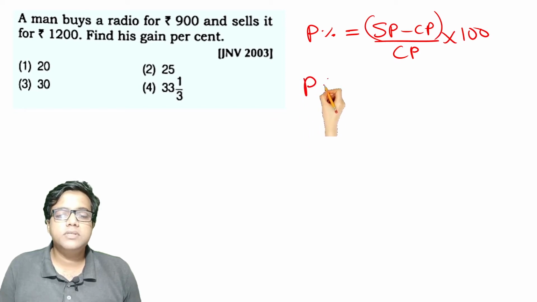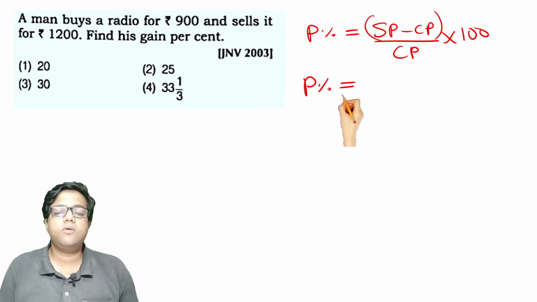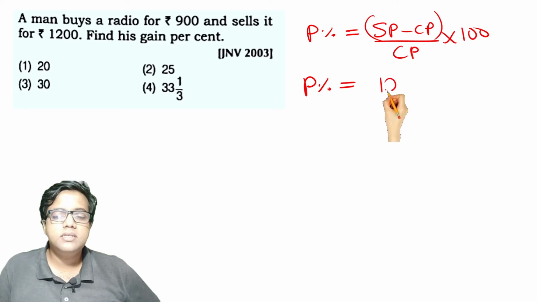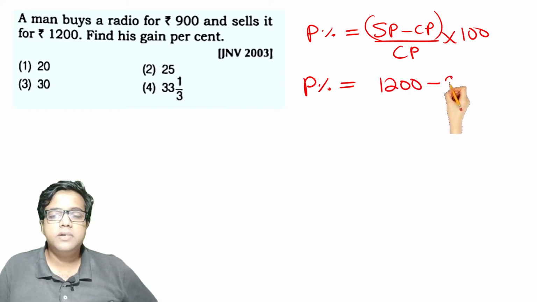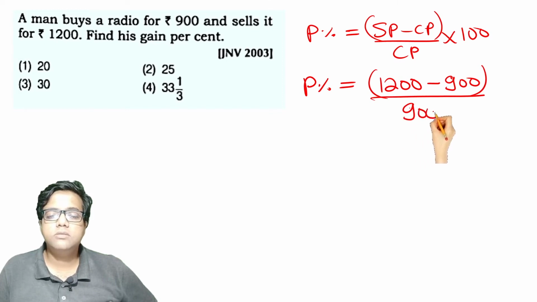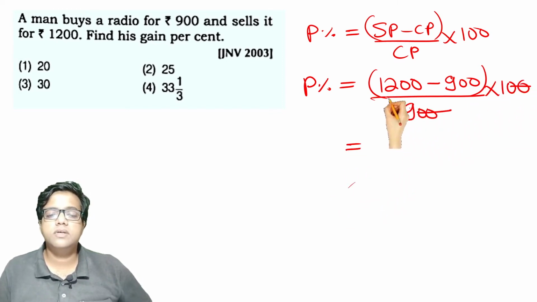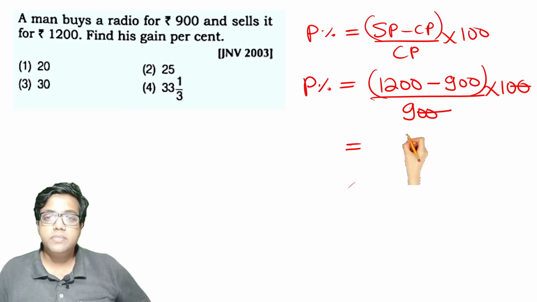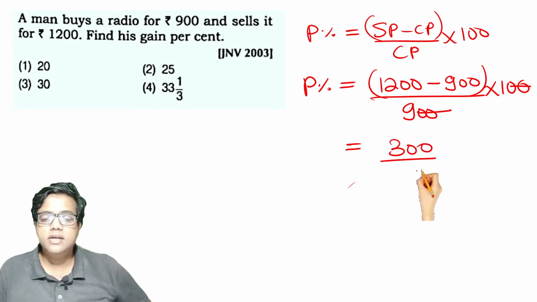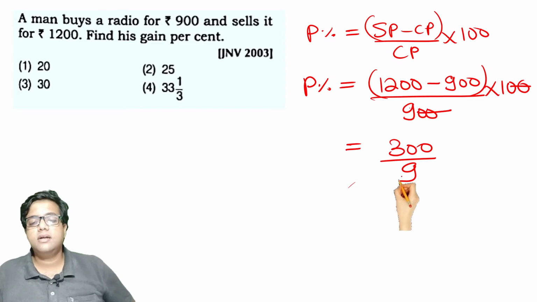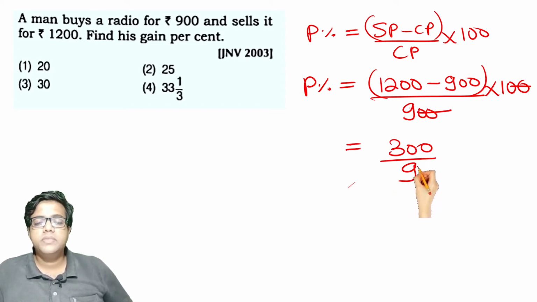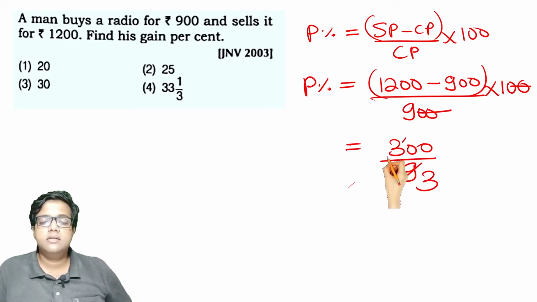So let's put up the values. We don't know the percentage, so let's call it profit percent. Selling price is 1,200 minus cost price is 900, right? And this divided by cost price multiplied with 100. These two zeros go away. 1,200 minus 900 is 300. 300 by 9. So what will we get? 3 3s are 9, 3 1s are 100, 3 hundreds are 300.